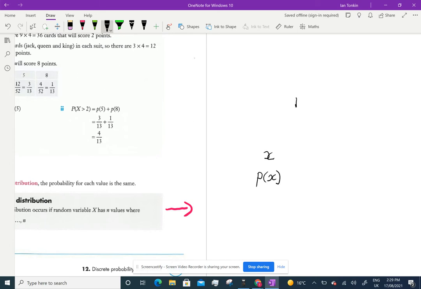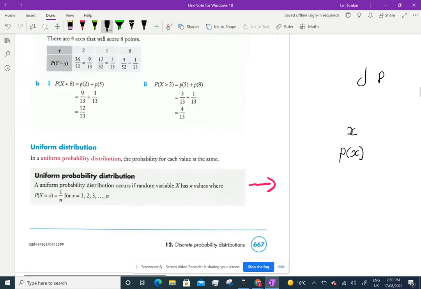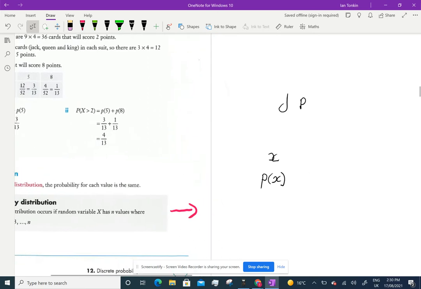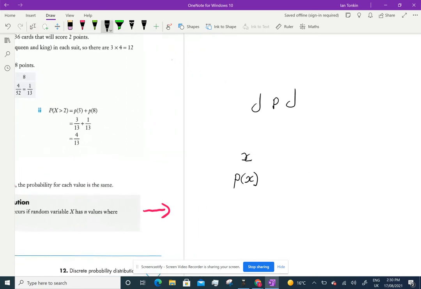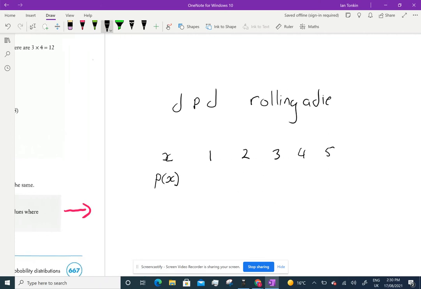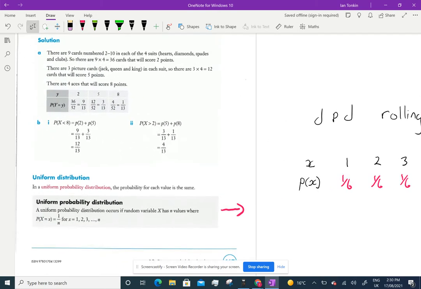So when I roll a dice, this is a discrete probability distribution, a DPD, of rolling a die. Well, I can get a 1, a 2, a 3, a 4, a 5, or a 6. And the chance of each of those things happening is 1 on 6, 1 on 6, 1 on 6, 1 on 6, 1 on 6, 1 on 6. Now, that is a probability distribution. I've written it.